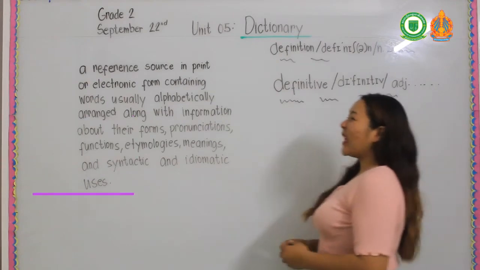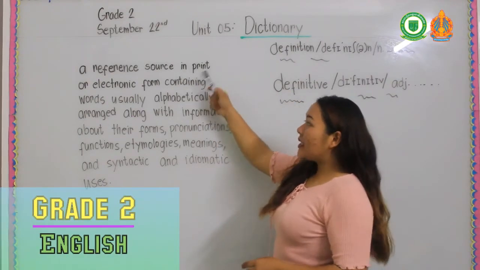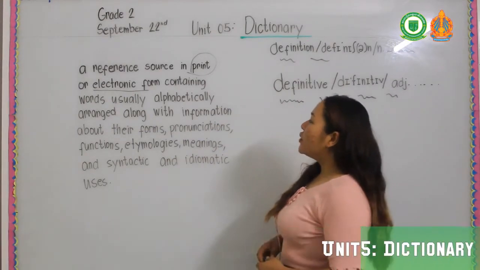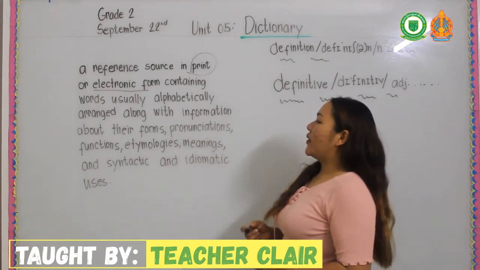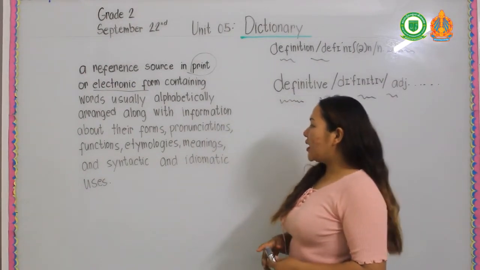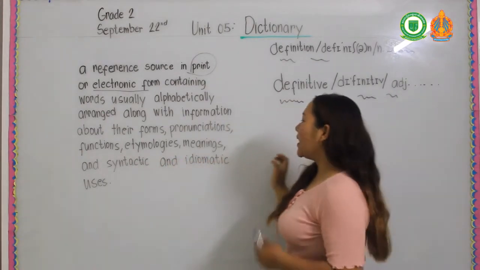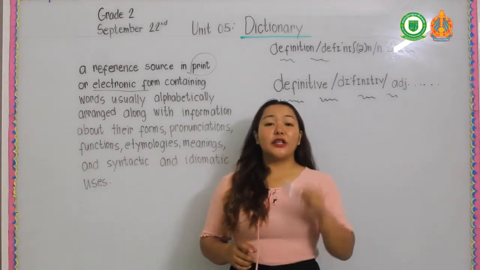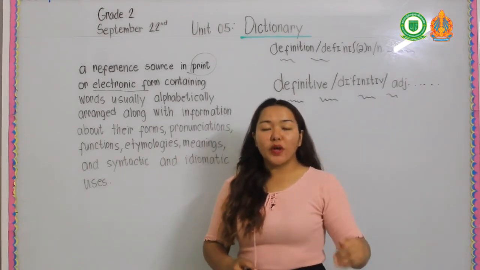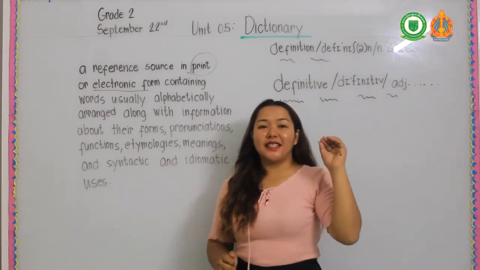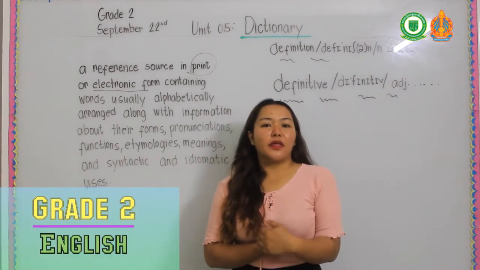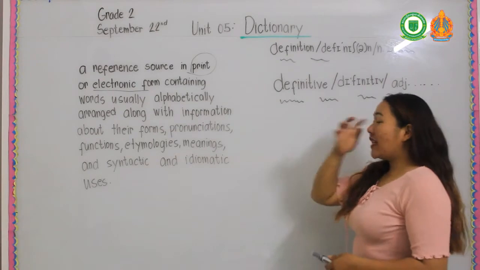So a dictionary is a reference source in print, okay? So it can be printed or electronic form containing words usually alphabetically arranged along with the information about their forms, pronunciations, functions, etymologies, meanings, and syntactic and idiomatic uses. So dictionary in short is very useful. We use it to understand and to know more about a word, okay? So dictionaries mostly have one word alphabetically arranged with all the meaning and explanation about that word that you need to know. Okay, so let's discuss this one by one.